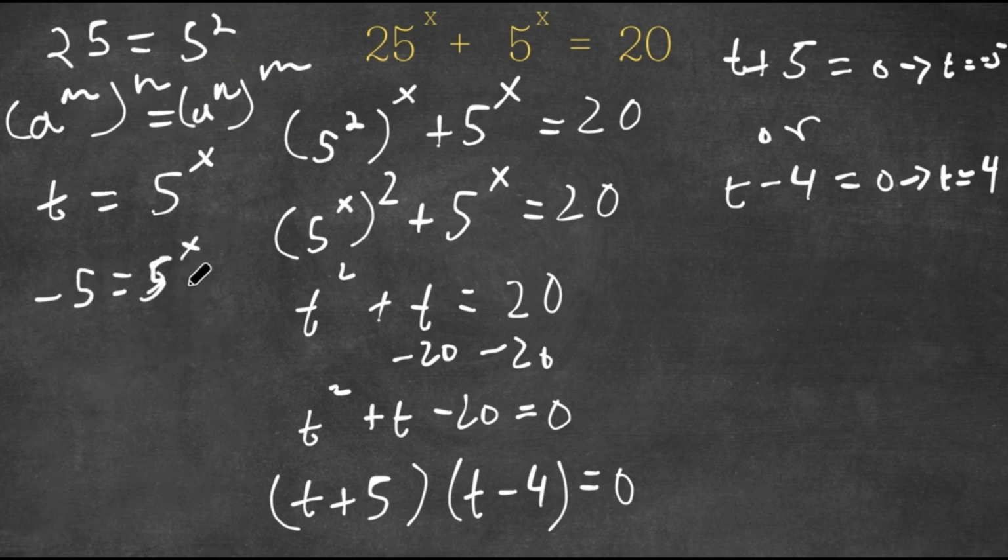And this can actually not be solved. This actually has no solution, because you can't take a power of a positive number and make it negative. So this is wrong, meaning t equals negative 5 is wrong. So that means that we are simply left with t equals 4.